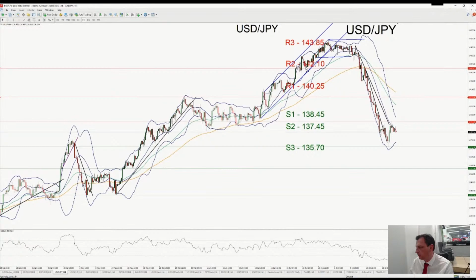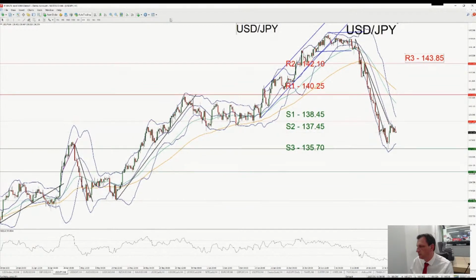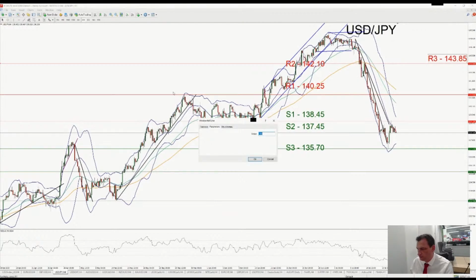140.90. 143. Let's readjust it. Okay, let's place the labels. The R2. 140.9 if I'm correct. Yep.